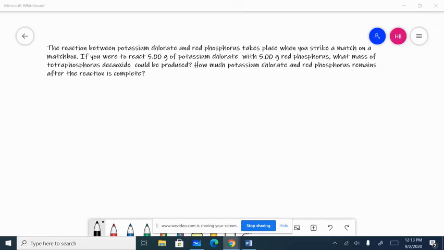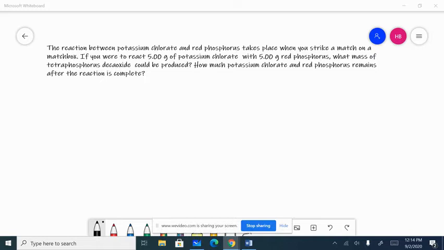Okay, AP Chem, I'm going to do another problem for you that is a limiting reactants problem, and we're going to use a BCA chart. The problem states, the reaction between potassium chlorate and red phosphorus takes place when you strike a match on a matchbox. If you were to react 5.00 grams of potassium chlorate with 5.00 grams of red phosphorus, what mass of tetraphosphorus decaoxide could be produced? How much potassium chlorate and red phosphorus remains after the reaction is complete?